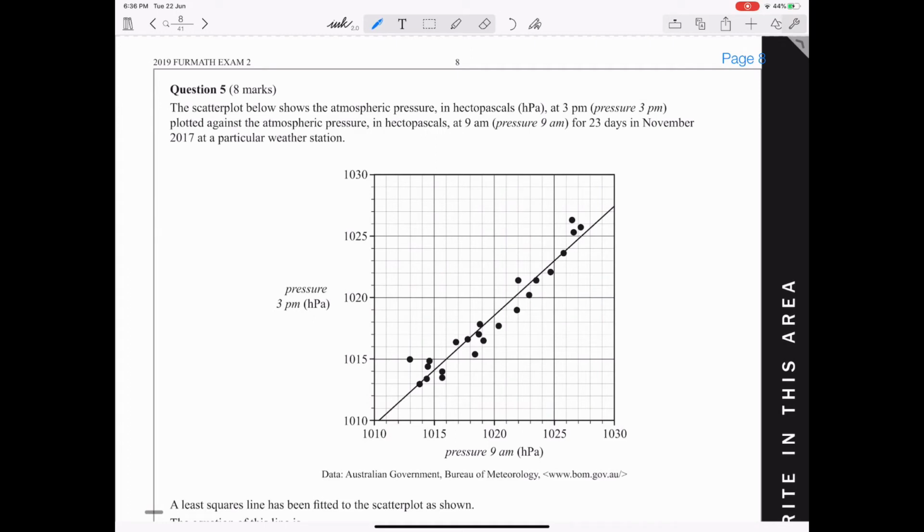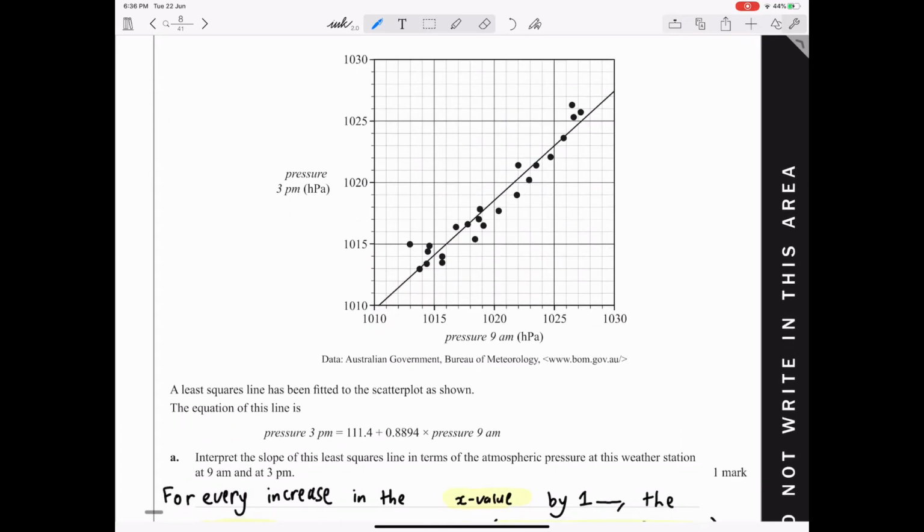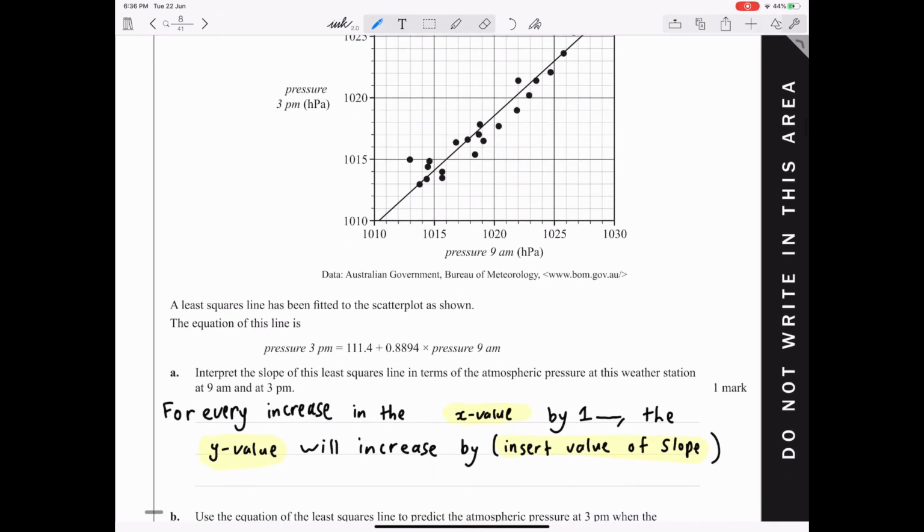Question 5. The scatter plot below shows atmospheric pressure in hectopascals at 3 p.m. plotted against the atmospheric pressure in hectopascals at 9 a.m. for 23 days in November 2017 at a particular weather station. A least squares line has been fitted to the scatter plot as shown. The equation of this line is as the following, and then 5a, interpret the slope of the least squares line in terms of the atmospheric pressure at this weather station at 9 a.m. and at 3 p.m.